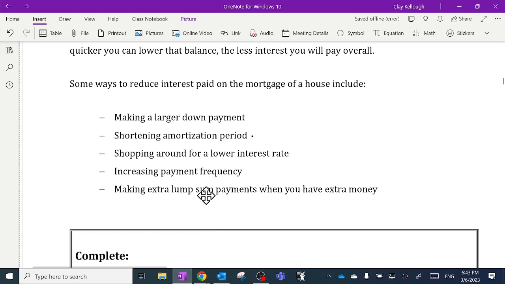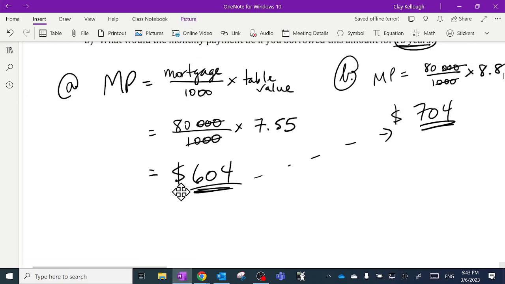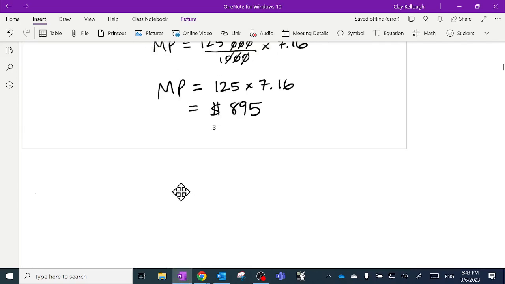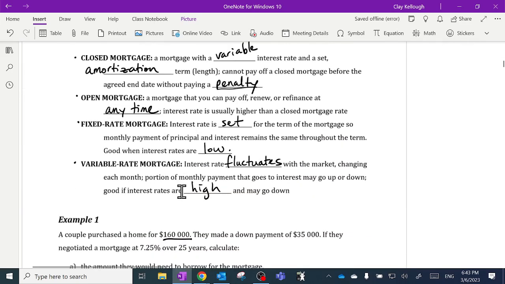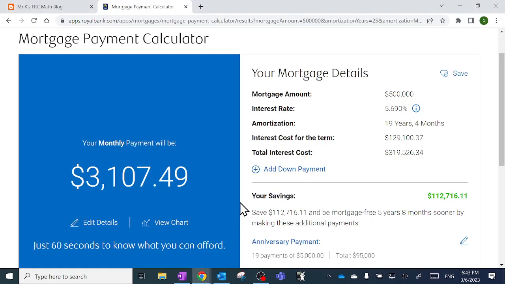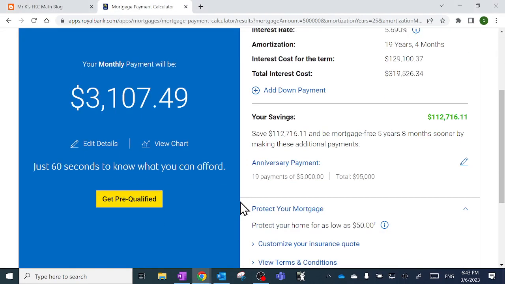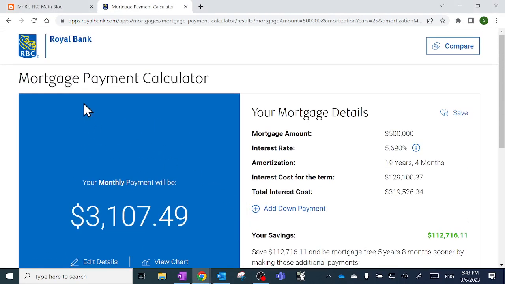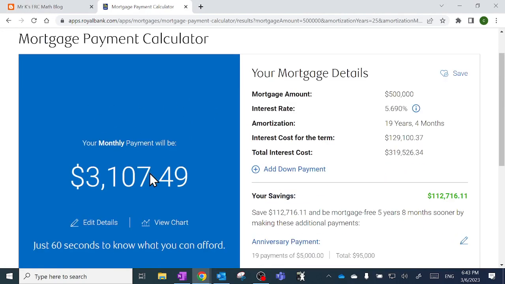I should mention one more thing about this extra lump sum. Remember that we talked in yesterday's class, going back to the notes from yesterday, about the difference between a closed and an open mortgage. Now, some mortgages are so closed that they won't even let you make extra lump payments. I happen to be on the Royal Bank's calculator here, and I'm not a fan or anything of Royal Bank. It just happens to be, I find, the easiest one of these calculators to use.